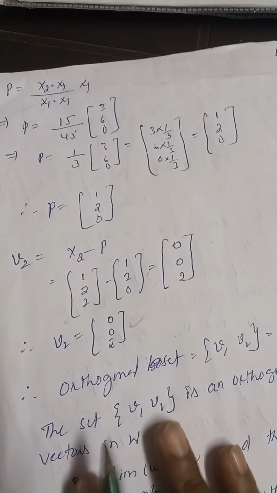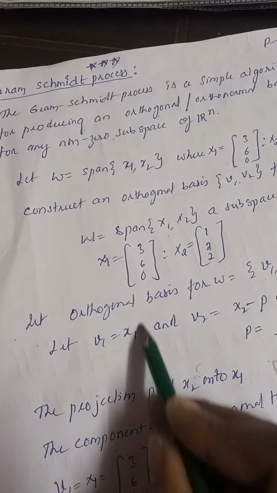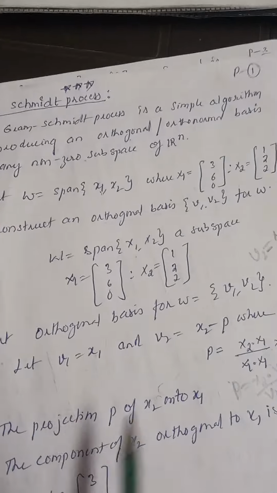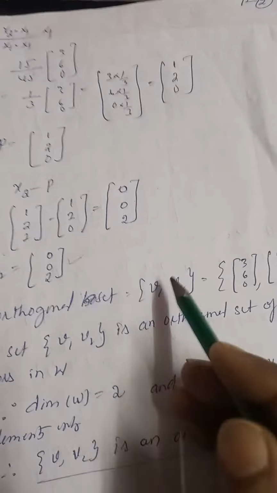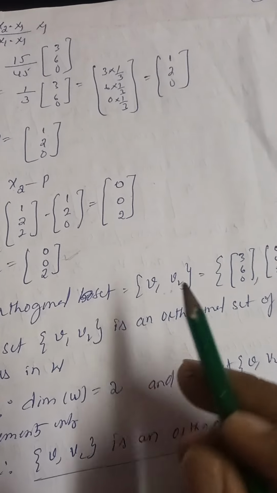I got v1 directly. What is v1 actually? v1 is always equal to the first vector in the basis, x1. That is 3, 6, 0. And again, I got v2. v2 is 0, 0, 2. Therefore, the collection of these two vectors forms an orthogonal basis.